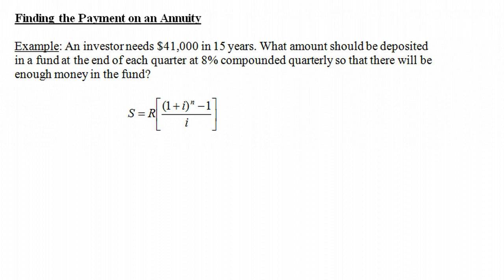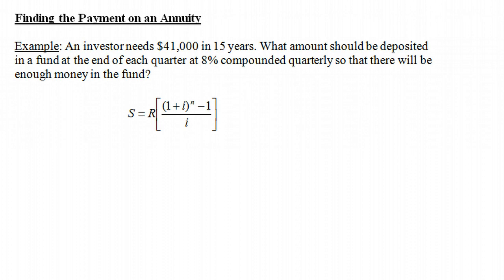So you get the idea. 15 years from now, the investor would like to have $41,000. So this investor is going to start putting money into some fund, and the money will be put in at the end of each quarter, right? That's 4 times a year. In other words, for every 3 months. At the end of every 3 months, this investor will put the money in at 8% compounded quarterly.